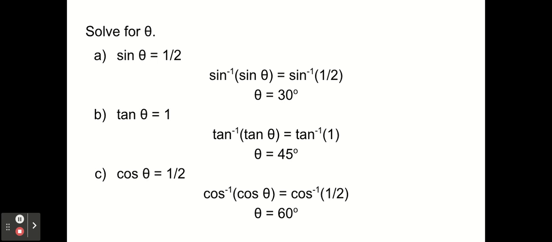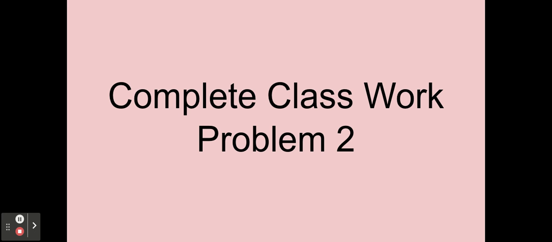And then go in your calculator, inverse cosine of a half should be 60 degrees. All right? Okay, so that's how we can solve some pretty simple trig functions, right? Solve for theta. All right, so stop this and do classwork problem number 2.